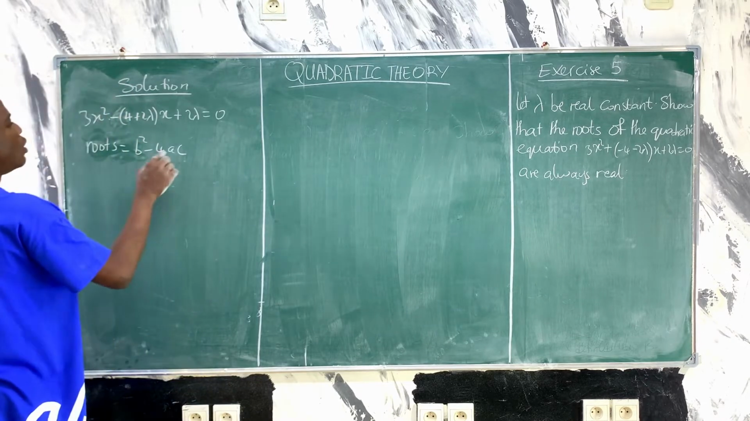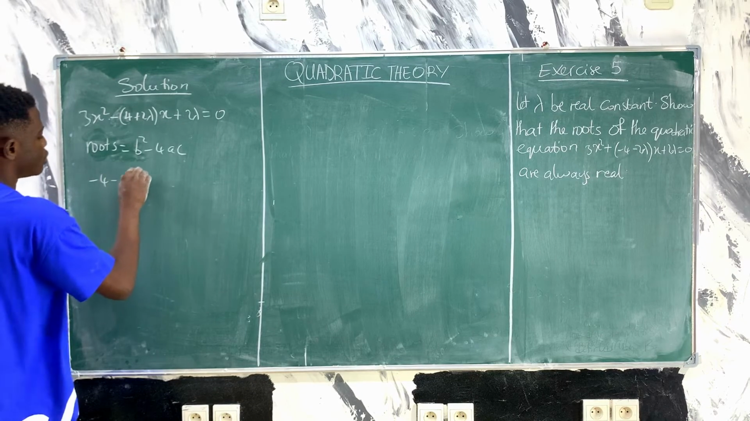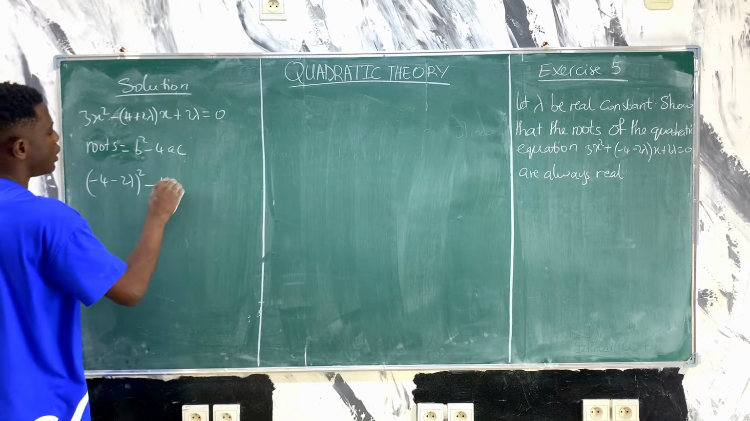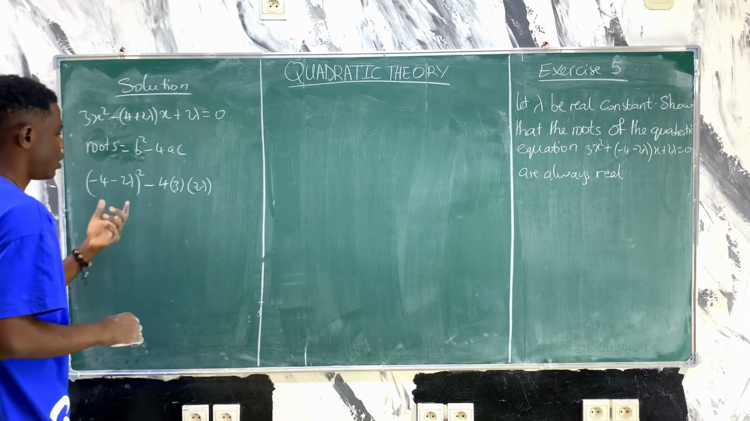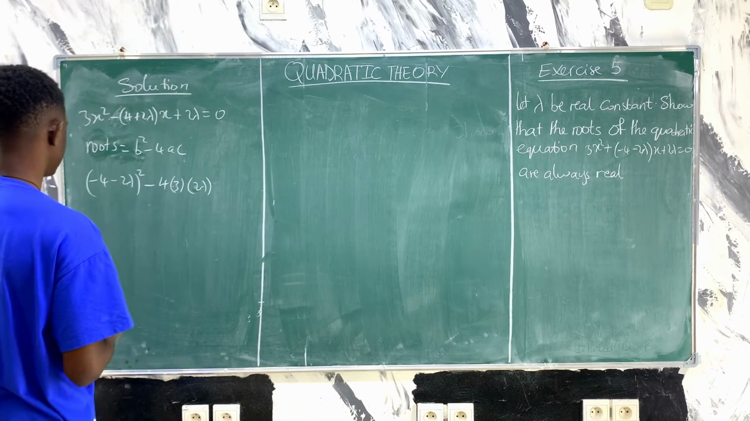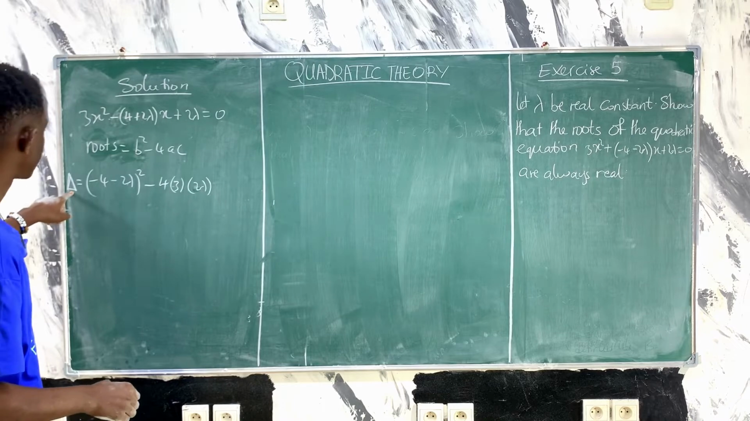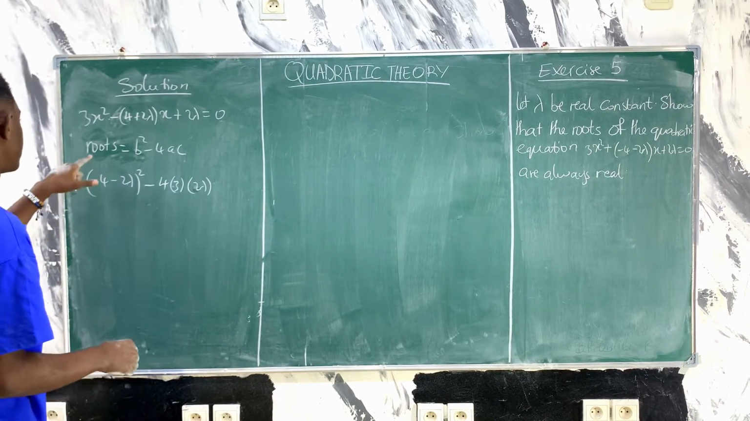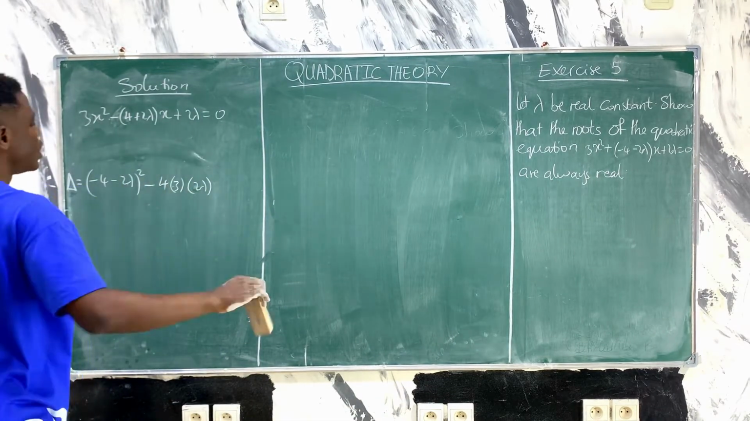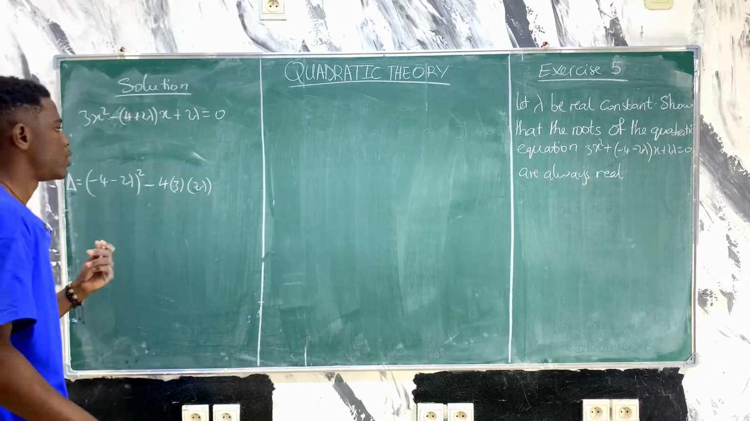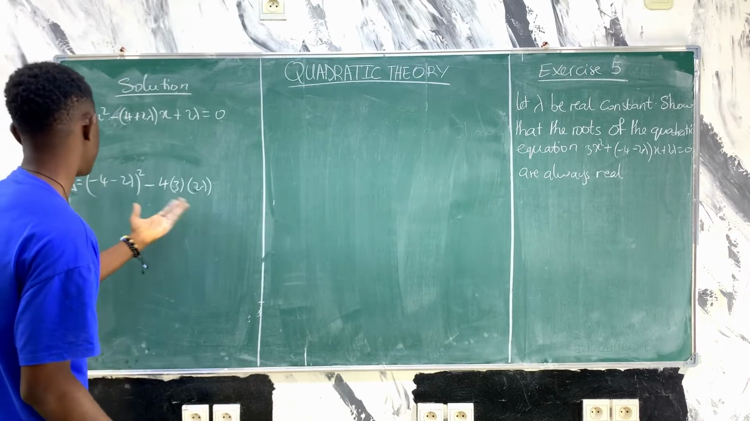So let's find b squared minus 4ac. b squared will be equal to minus 4 minus 2 lambda, squared. a is 3, c is 2 lambda. What would this give me? This is the sign of the roots. These are not the roots actually. If you go and write root is equal to b squared minus 4ac, you're going to be wrong. This means b squared minus 4ac is going to be this.